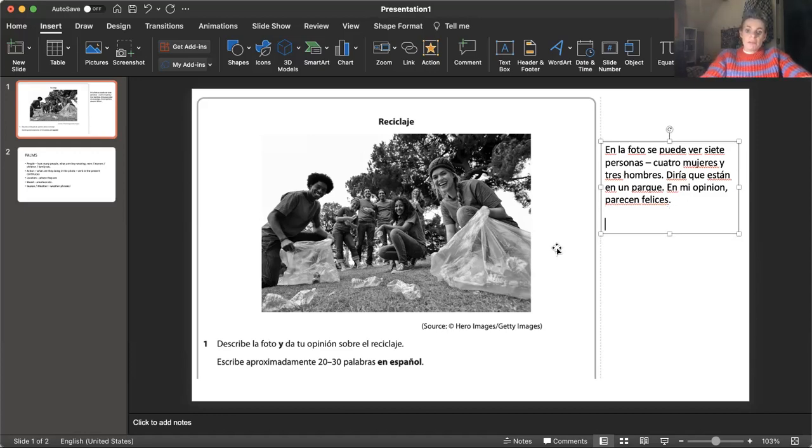So then I've got to give my opinion on recycling. So I'm going to start with one of my opinion starters, and I'm going to start with a bit of a convoluted, complicated one. So I'm going to say, from my point of view, which is desde mi punto de vista. Then I'm going to use one of my lovely opinion phrases.